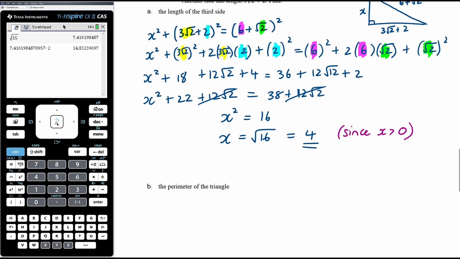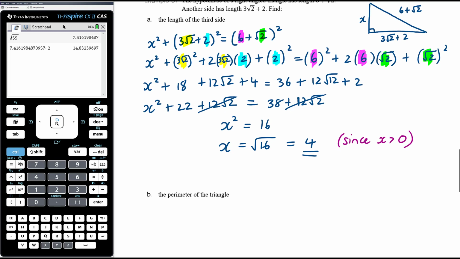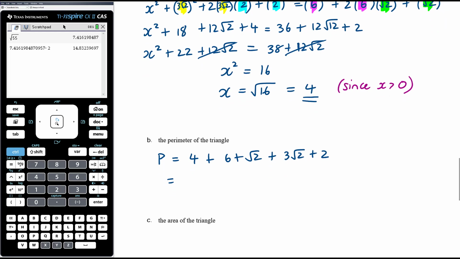Then we want to find the perimeter of the triangle, so we can just add up all the lengths. Okay, there's 3 lengths, 4 plus 6 plus root 2 plus 3 root 2 plus 2. So just collecting like surd terms there, 4 plus 6 plus 2 is 12, and root 2 plus 3 root 2 is 4 lots of root 2. And then again, we haven't got units here. You can just write units. If they were centimetres, you write centimetres.